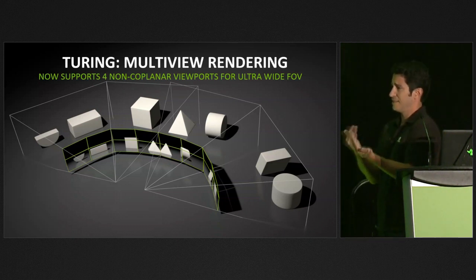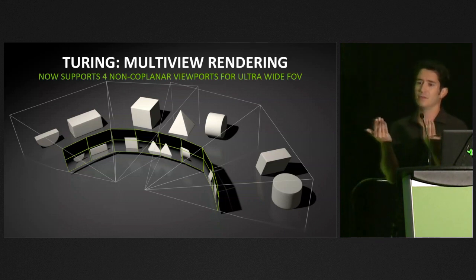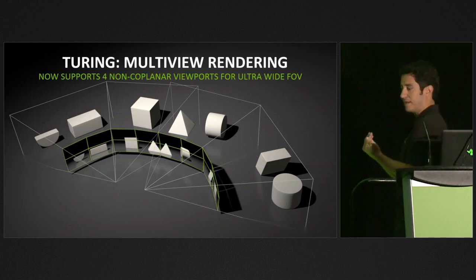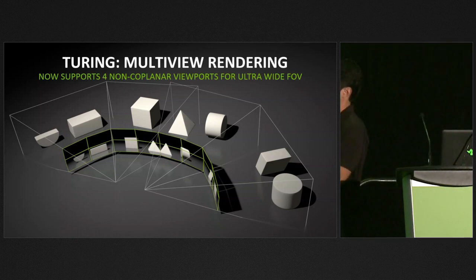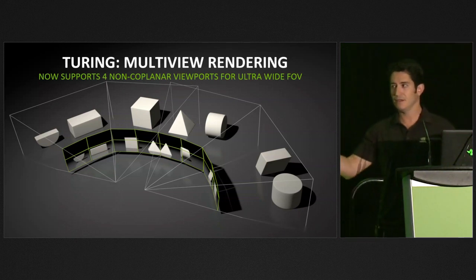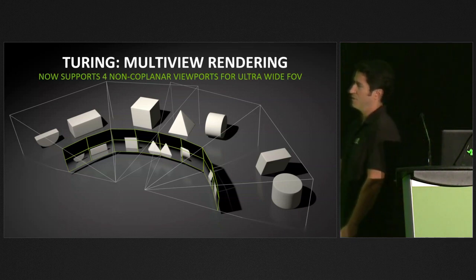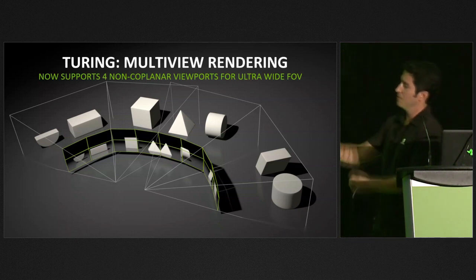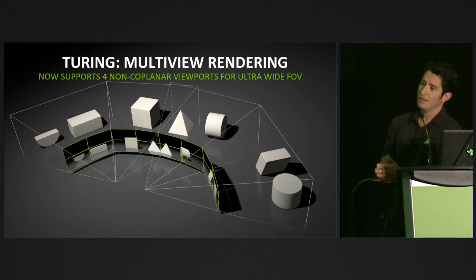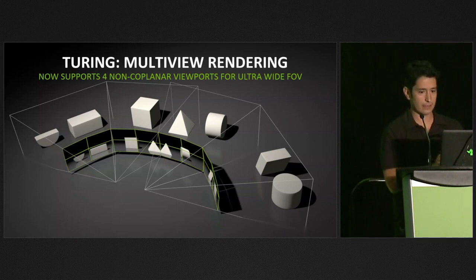Also, there are headsets now that have canted displays where the 2 eyes are not actually sitting in a single plane. That also could not be supported properly with the old Pascal-style single-pass stereo, right? So even for the VR-ish use case, the Pascal single-pass stereo was starting to be limited, and it was not necessarily going to scale to the next generation of displays, whereas the Turing multi-view feature allows you to support much more flexible and interesting VR use cases.